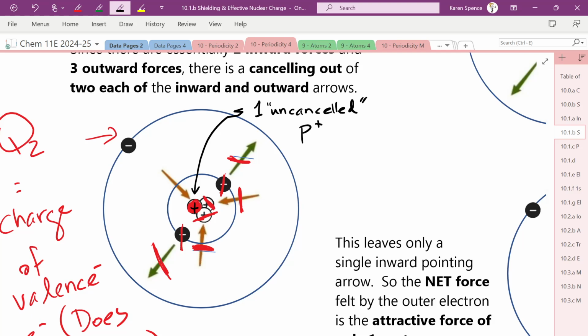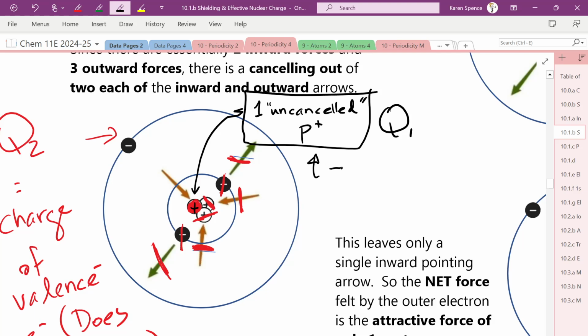So if Q2 is our electron, what's Q1? It's our 1 uncanceled proton, yeah? But the amount of uncanceled protons is going to be different depending on the different elements, yes? So we need some other way of saying this. So this uncanceled proton is our Zeff. It is our effective nuclear charge.